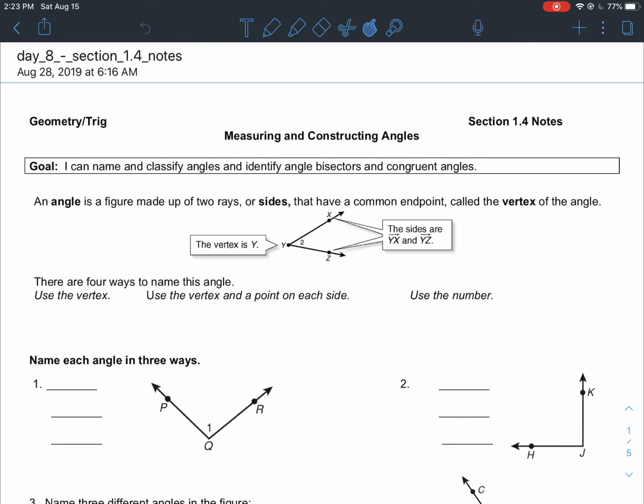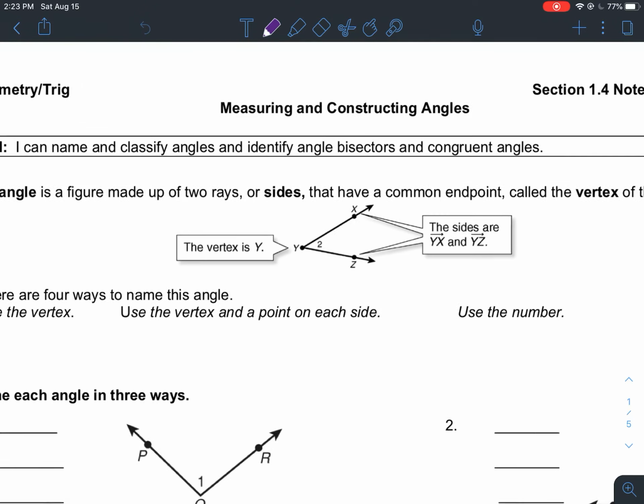Section 1.4, measuring and constructing angles. A lot of things that we'll do in this section are similar to things we did a couple sections ago in 1.2, except now we're going to be talking about angles instead of segments. Okay? So first of all, what is an angle?